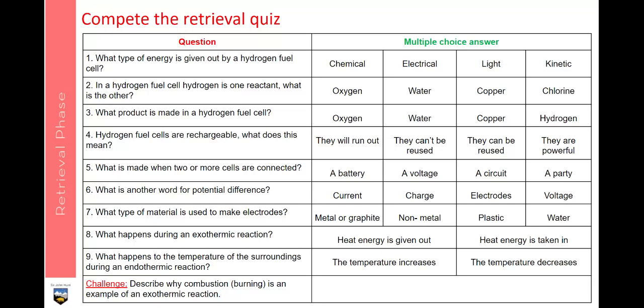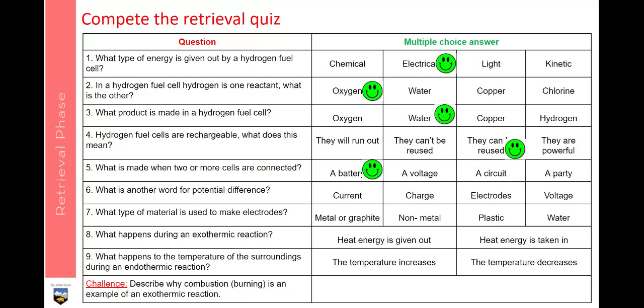Okay, so the answers for the retrieval quiz are as follows. The type of energy given out by a hydrogen fuel cell is electrical. In a hydrogen fuel cell, we react hydrogen with oxygen. The product formed is water. If they are rechargeable, it means they can be reused. If we connect two or more cells, we are making a battery.